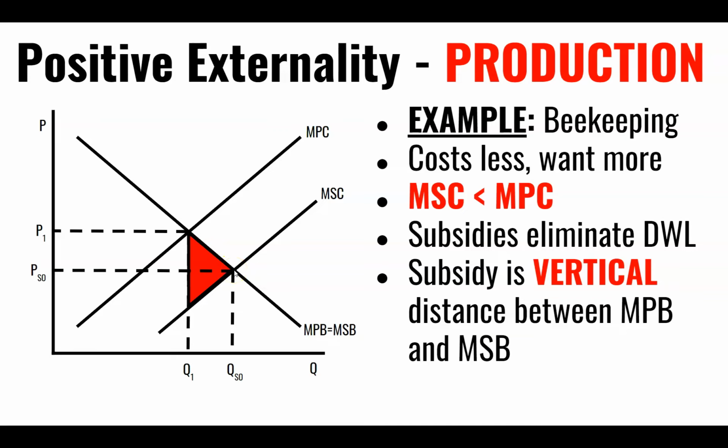So the solution would be to subsidize businesses, pay them to reduce their costs. So their personal costs were at P1. As a result of the subsidy, it lowers their cost of production, which will incentivize them to produce more of the good. And how much subsidy? Well, it's the vertical distance between the personal cost curve and the social cost curve.